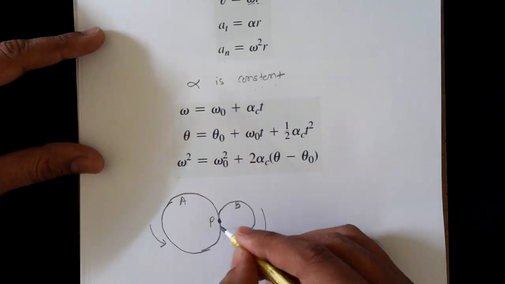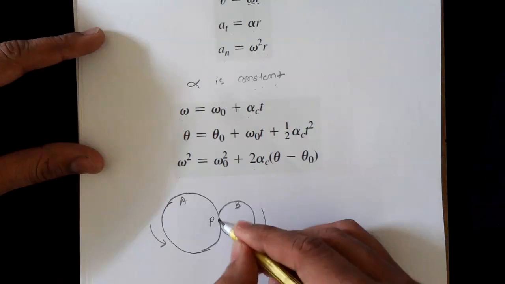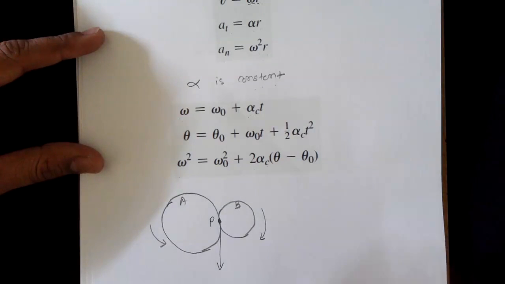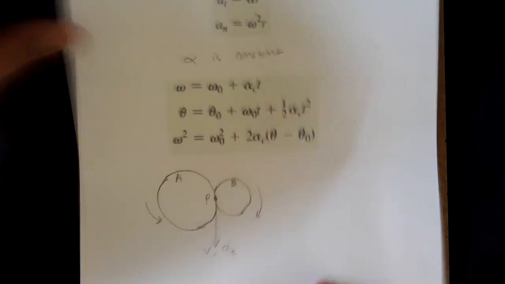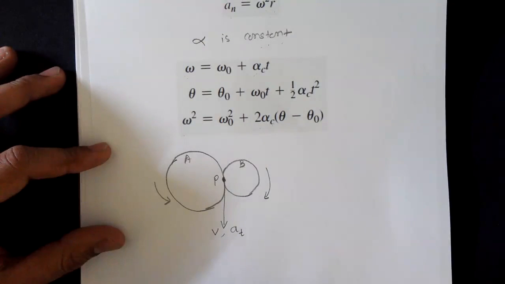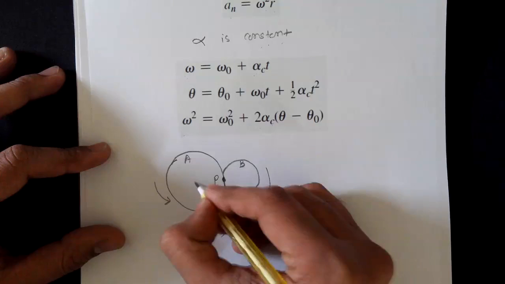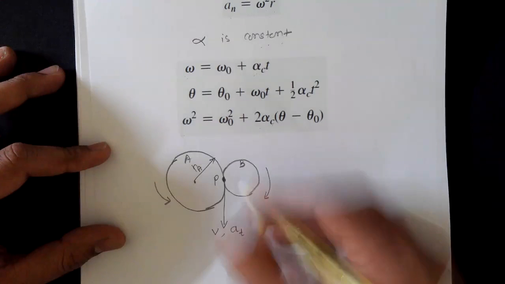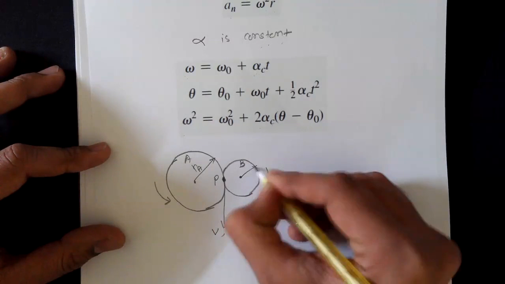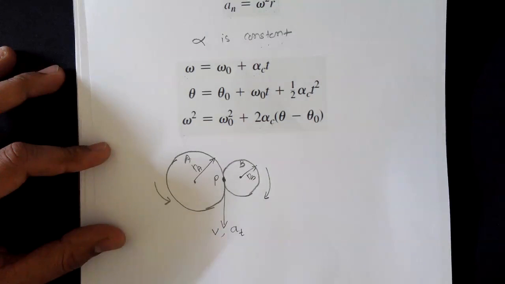In order to properly transmit the motion from A to B, at the point of contact both gears must have the same surface speed V, and they must have the same tangential component of the acceleration. We know the equation for surface velocity, which is omega r. That means if this is, let's say, Ra, the radius of gear A, and this is Rb, the radius of gear B.